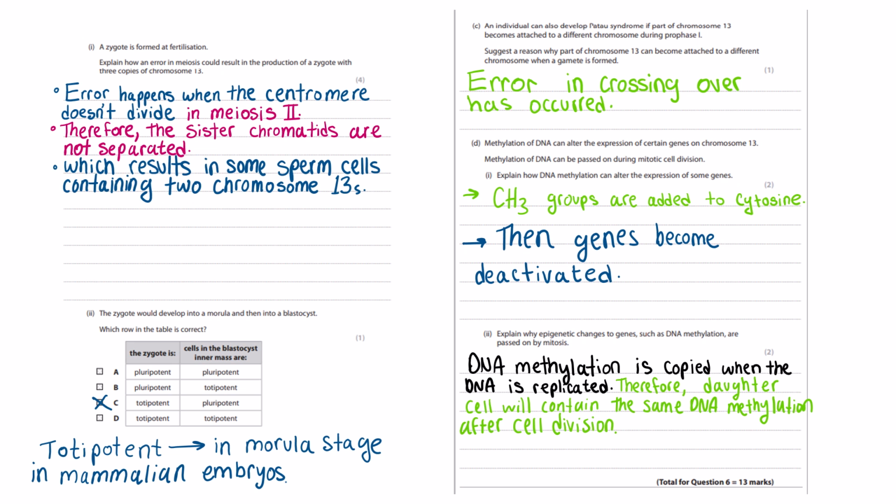Explain why epigenetic changes to genes such as DNA methylation are passed on by mitosis. Okay, well, so DNA methylation is copied when the DNA is replicated, okay?